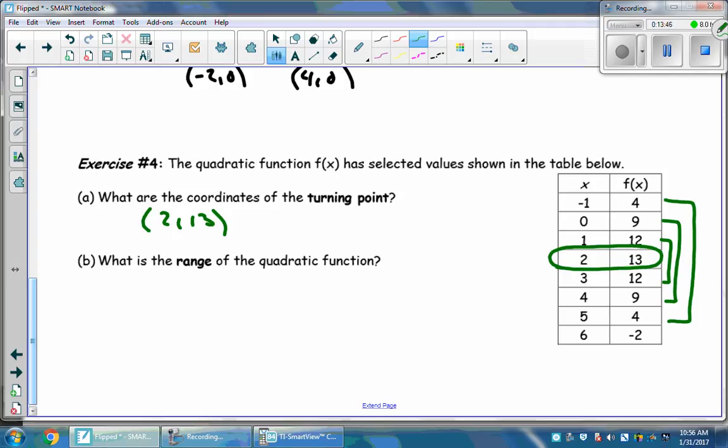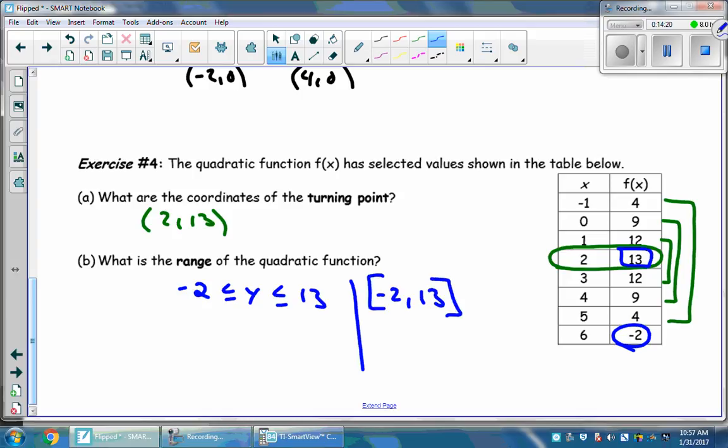Now, if you look at the range, based purely on this table, if I'm talking about a range, I'm looking for a low and a high. The lowest y value would be -2. The highest y value is going to be that 13. So based on this table and just this information, the range would be -2 less than or equal to y, less than or equal to 13. Again, we can put this in interval notation: [-2, 13], and it's inclusive. It would include both of those terms.